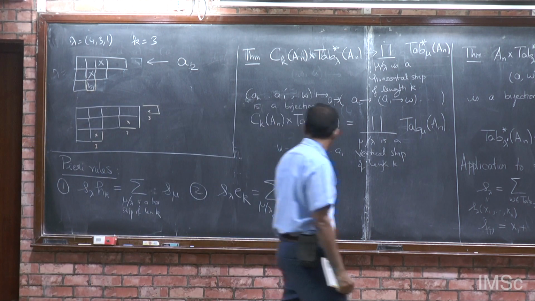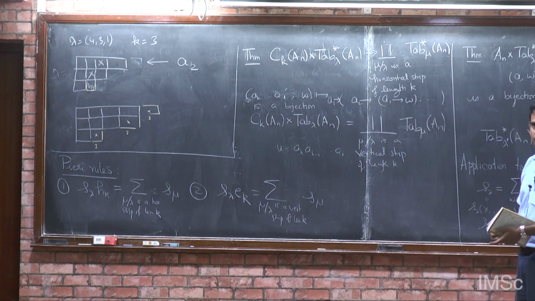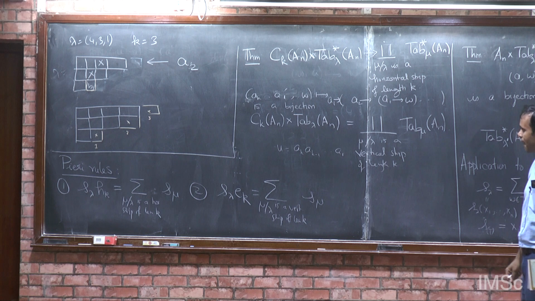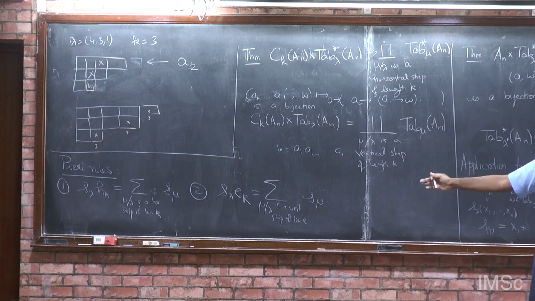Okay, so these are the Pieri rules, and in some sense, you know, if you know how to expand Schur functions in terms of complete and elementary symmetric functions, then these will let you compute the product of two Schur functions.